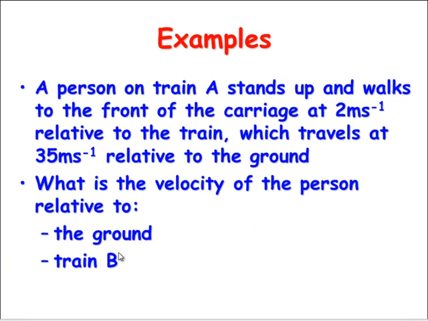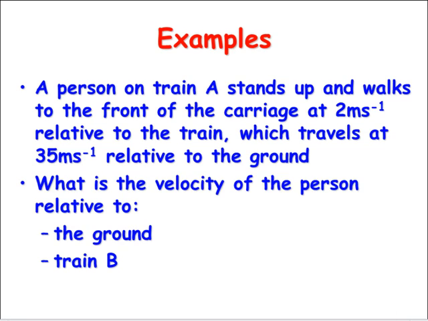Relative to train B, so assuming train B was still travelling at 10 metres per second in the opposite direction, then it would appear to be 37 metres per second east minus the 10 metres per second west, which would be 47 metres per second east. You might want to write that down on paper and see that you can calculate that properly, and if you're not sure, check with me when we get to class.